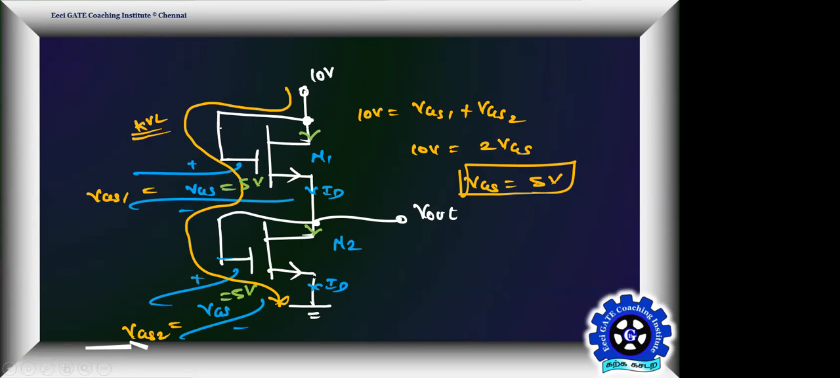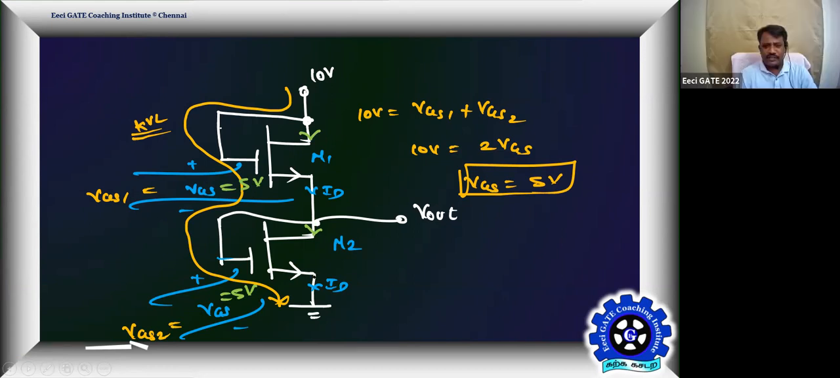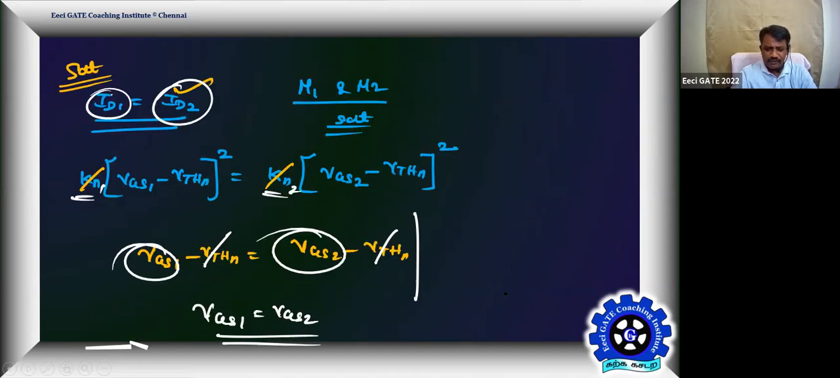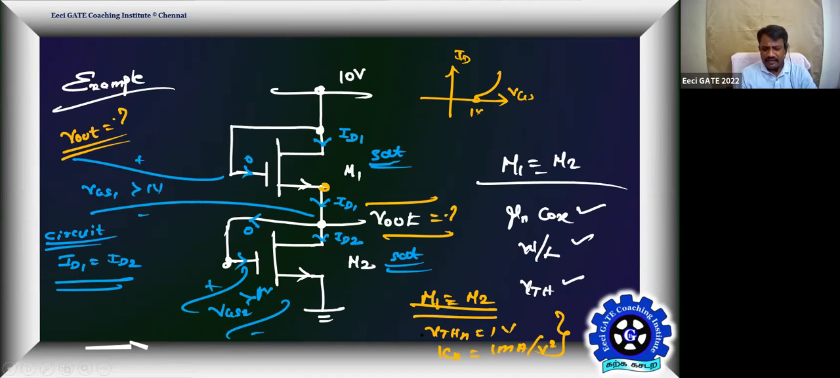For any given Kn, for any given V threshold, even if the threshold is given, you can calculate your currents. Both are identical, whether you use it or not. The result is the same. So now we can go for the current if this data is given.